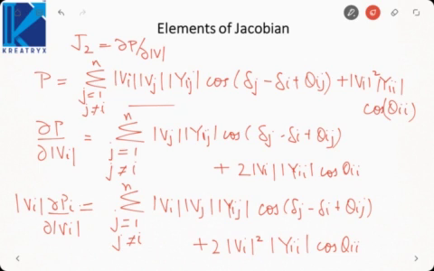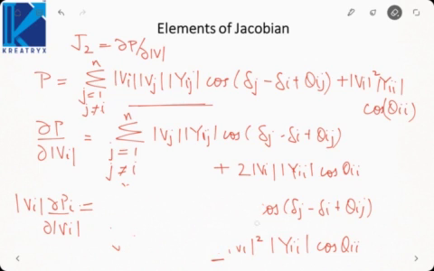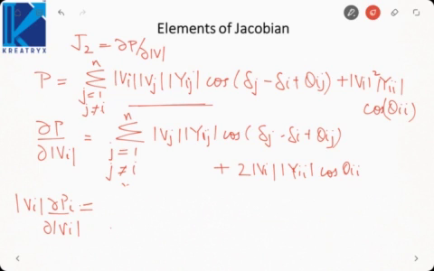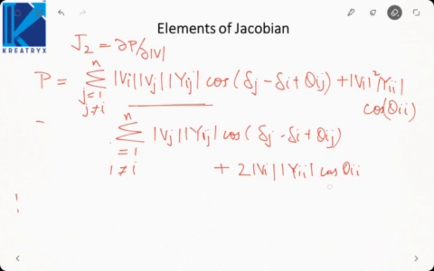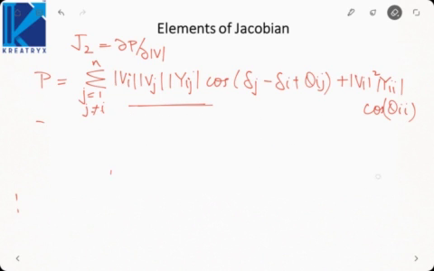Now this expression is the same as Pi, just there is an additional term. So this can be written as Pi plus mod Vi square mod Yii cos theta ii. So that is how this can be written in a more compact form. Now if we wish to calculate the off diagonal element, because this is a matrix, so it will have diagonal as well as off diagonal elements, then we will calculate del Pi by del mod Vj.